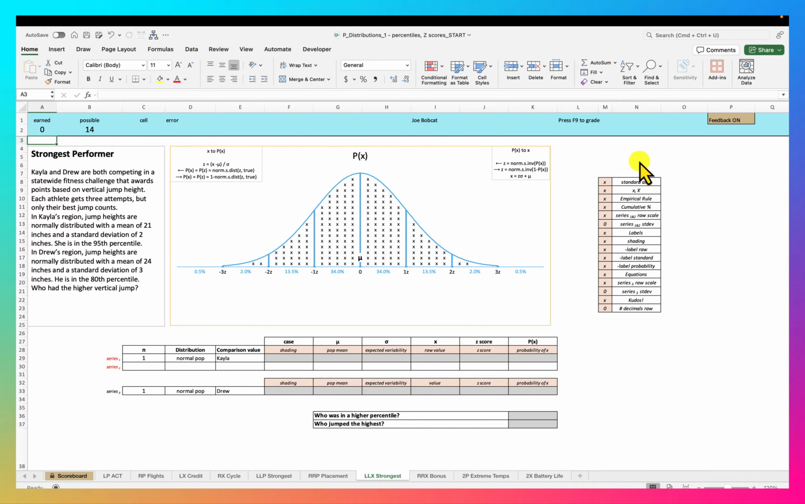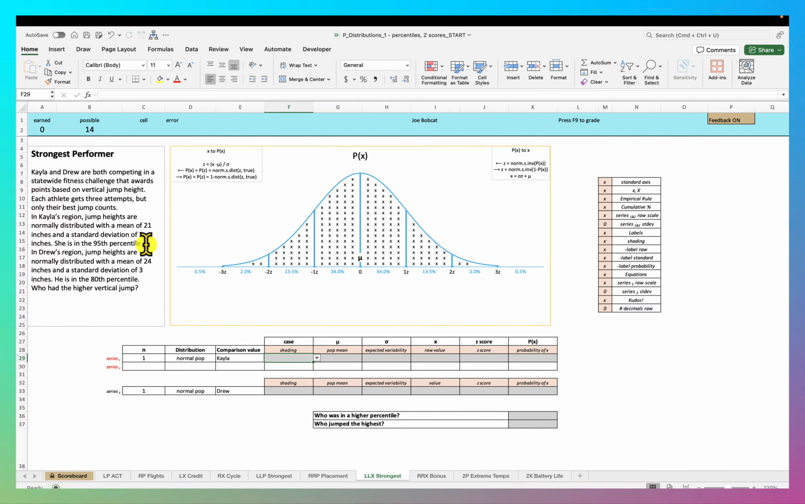Kayla and Drew are both competing in a statewide fitness challenge that awards points based on vertical jump height. Each athlete gets 3 attempts, but only their best jump counts. In Kayla's region, jump heights are normally distributed with a mean of 21 inches and a standard deviation of 2. So she is in the 95th percentile.